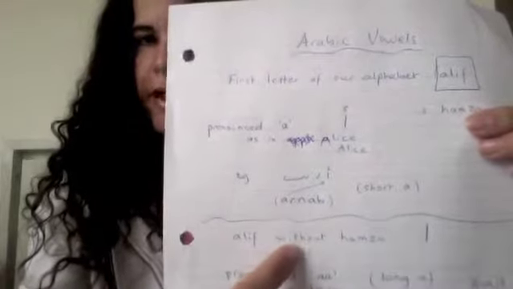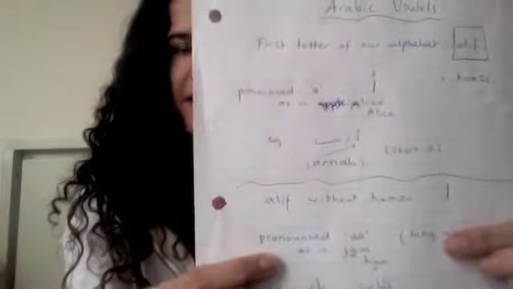However, we've got some alifs that do not have the hamza over them, so it's just that line. It's like a straight line right there, or it looks like a one. That's also an alif, but this alif is the long A. It's pronounced ah, as in jam, ham. It's the ah sound. Okay. For example, nar.